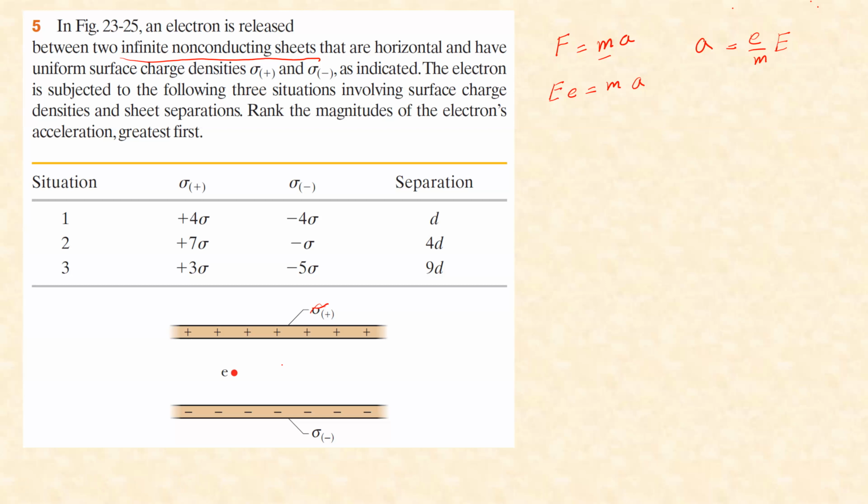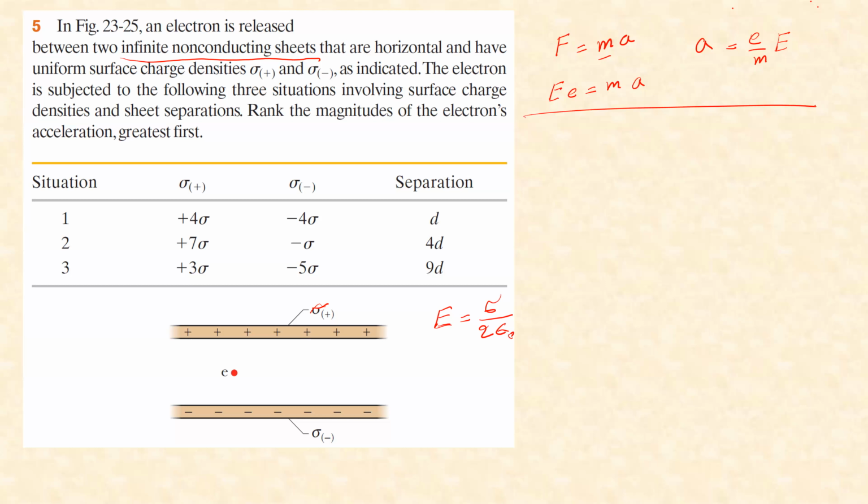Any ideas? All right, what did we have about infinite sheets? What is the electric field of an infinite sheet of charge? Sigma over 2 epsilon naught. That's right. So you need to focus on this formula. What does that tell you? Of course, this is just the magnitude, and the electric field direction is perpendicular to the plane, away from the positive plate and toward the negative plate.